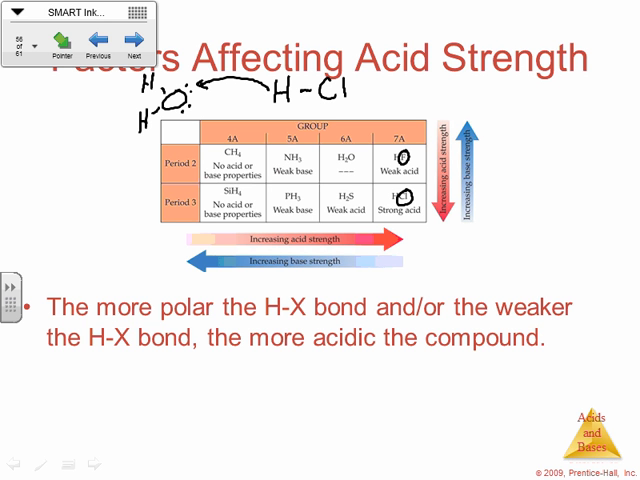So as you go across, increasing acid strength as you go across the periodic table. Now what's the reason for that? Yeah, more, say it again, more what? Okay, it's going to be more polar, right?